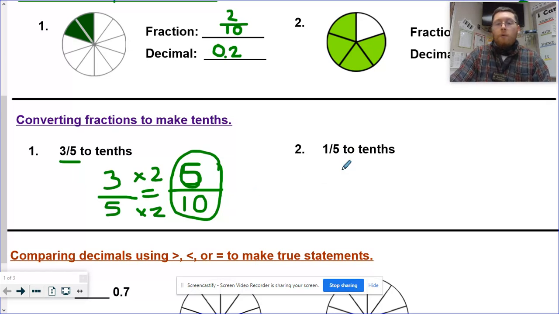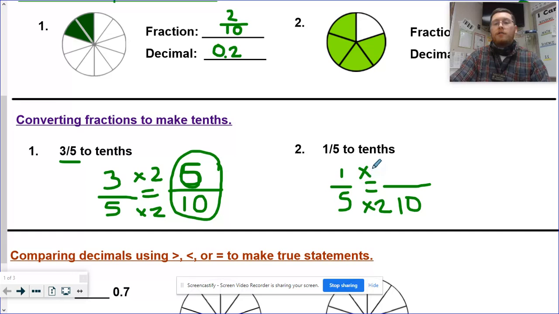Okay. 1/5. If I have 1/5 here, again, I need to set up my problem for my two fractions. So I don't have all my information at the top, but I do have information at the bottom. So I have information here and information here. 5 times 2 again equals 10. Whatever I do to the bottom, I have to do to the top. 1 times 2 is 2. So 2/10 is the same thing as saying 1/5. Okay, so I have 1/5. It's the same thing as saying 2/10.